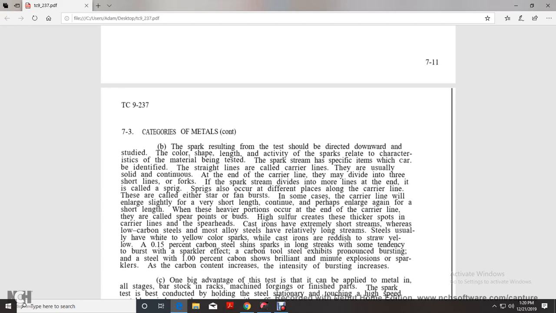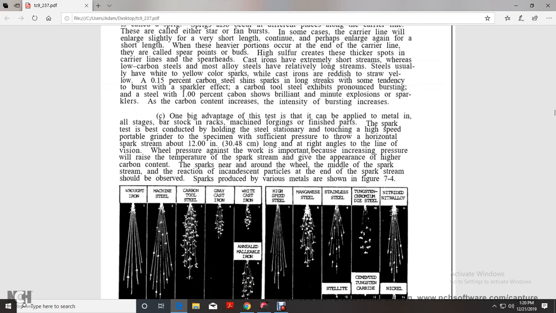and 0.15 percent carbon steel shows sparks with long streaks with some tendency to burst with a sparkler effect. Carbon tool steel exhibits pronounced bursting, and steel with 1% carbon shows brilliant explosions with sparklers at the end of the stream. As the carbon content increases, the intensity of the bursting increases.